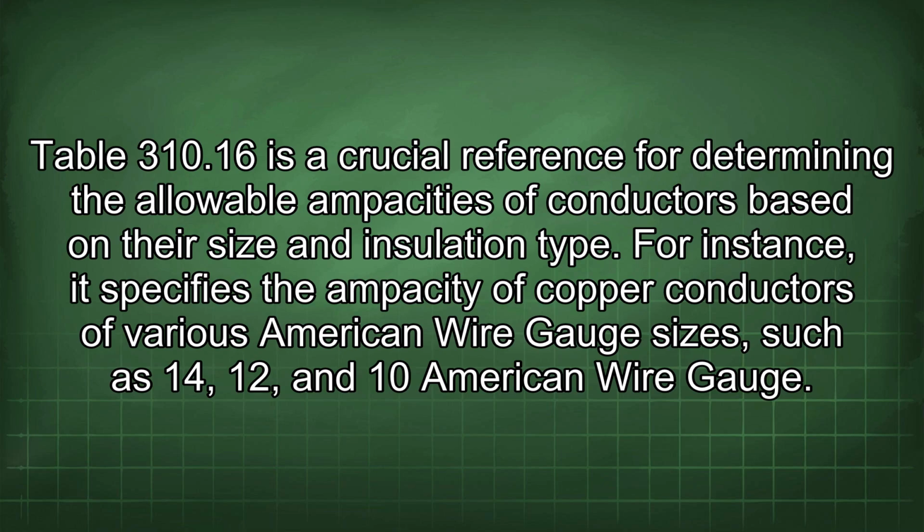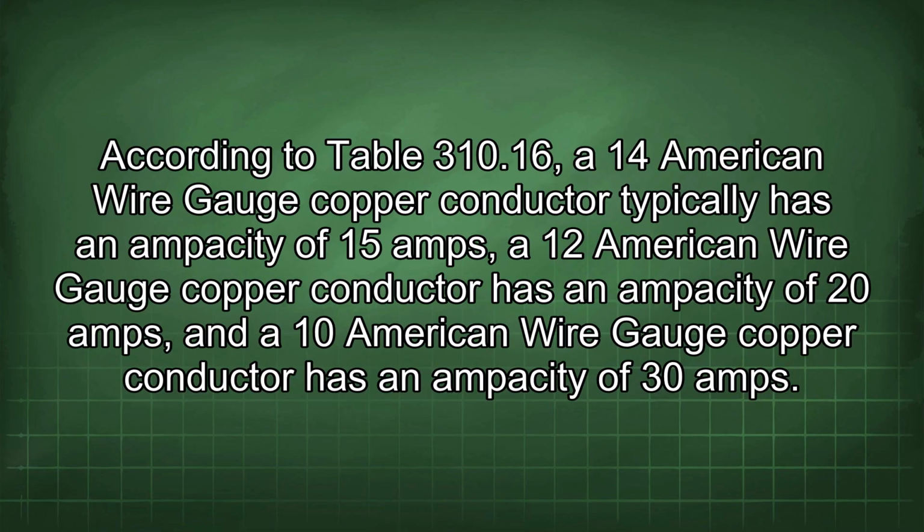type. For instance, it specifies the ampacity of copper conductors of various American wire gauge sizes such as 14, 12, and 10 AWG. According to Table 310.16, a 14 AWG copper conductor typically has an ampacity of 15 amps. A 12 AWG copper conductor has an ampacity of 20 amps, and a 10 AWG copper conductor has an ampacity of 30 amps.